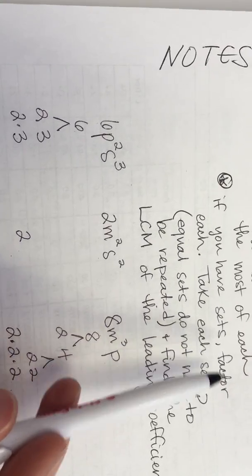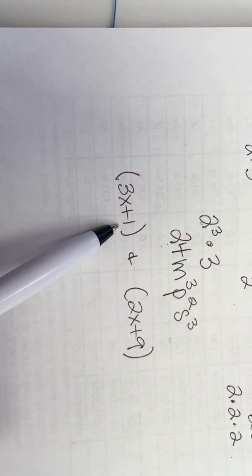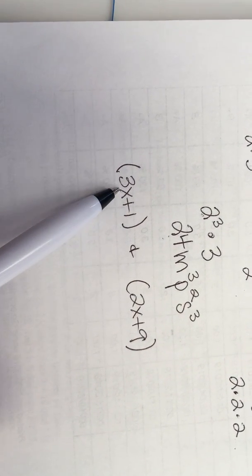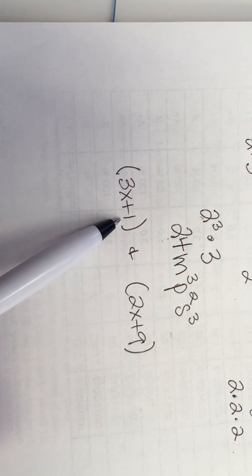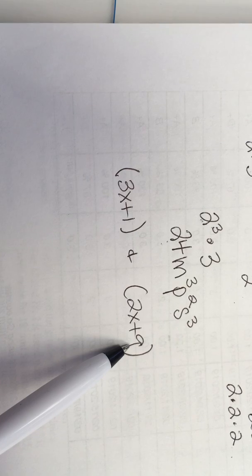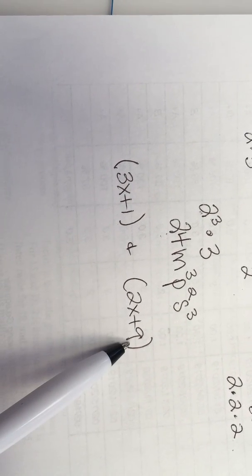Now, let's remember our notes. It says, if you have sets, factor each. Okay, so meaning 2 terms, can I take anything out? No, I cannot take any numbers out of 3 and 1, and I cannot take any variables out because they both don't have variables. To do the same thing over here, I can't take any numbers out. No number will come out of 2 and 9 evenly. And they both don't have variables.